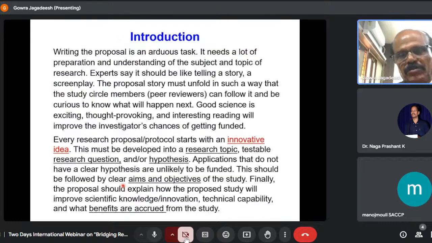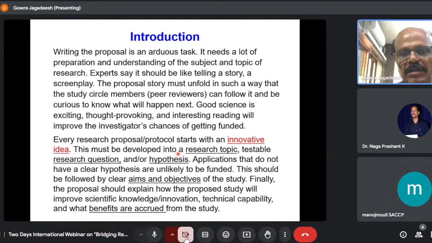Introduction: writing the proposal is not a very easy part because you require a lot of gathering of substance before you put your pen on paper to get to the right topic and then build up the whole scenario, what goes into the protocol, because good science is exciting, thought-provoking, interesting. Reading will improve the investigator's chance of even getting funded if you put the same proposal to funding agencies. You require all these elements.